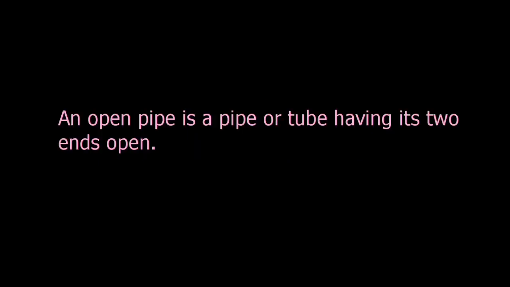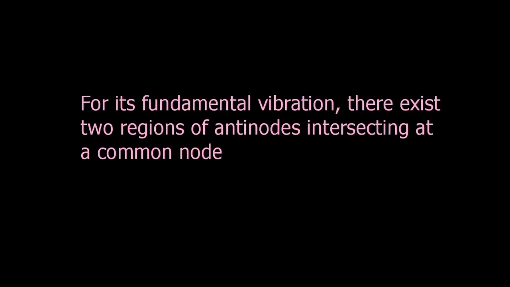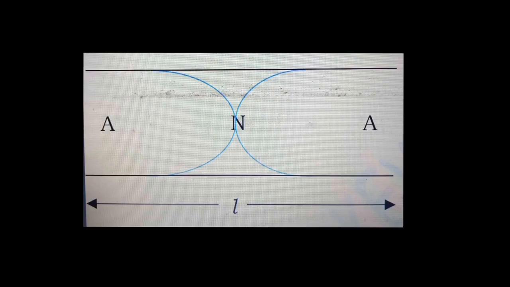Today we shall be examining vibration of sound waves in open pipes. An open pipe is a pipe or tube having its two ends open. For the fundamental vibration of an open pipe, there exist two regions of antinodes intersecting at a common node. This can be visualized below. From this diagram of an open pipe, we can see two regions of antinode at the extreme ends here and also here, and a common point of intersection known as the node.